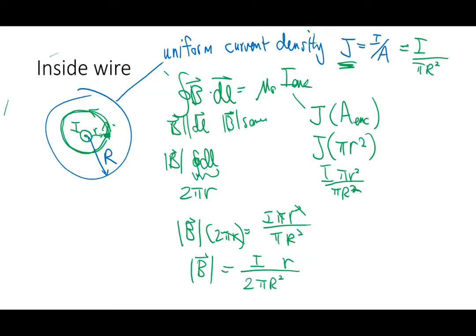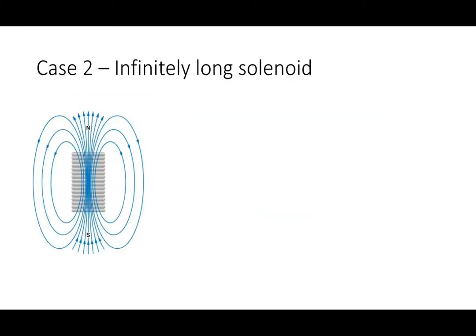Then another case that we usually go through is the case of the infinitely long solenoid. Important in the sense that it gives us a straight magnetic field, but also, as we'll show now, a uniform magnetic field.